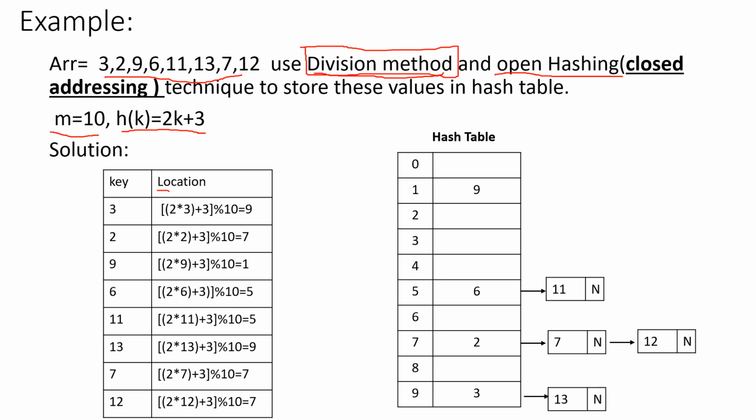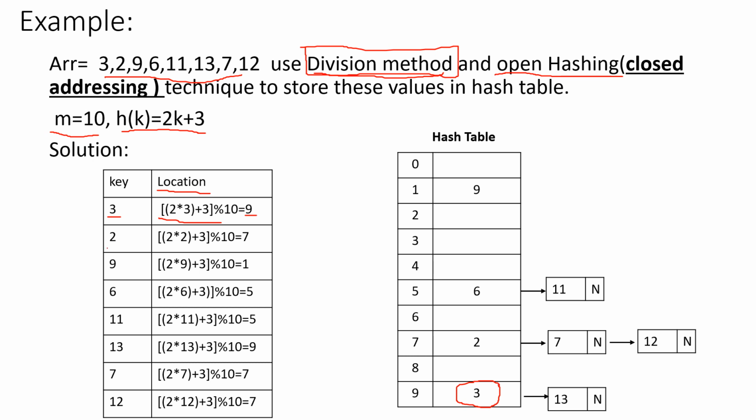Next I am going to calculate the location, and how do you calculate the location or index? You can say 2k plus 3 mod table size. So if I am going to calculate the index of the 3, what will I do? 2 into 3 plus 3, modulus table size, which is 10. If I calculate this, I'll get the index 9. So I'll go first and check the table. Is my table free? In the starting, my hash table is completely empty. So this 3 is going to be stored at what index? The 9th index. So 3 is going to be stored at the 9th index.